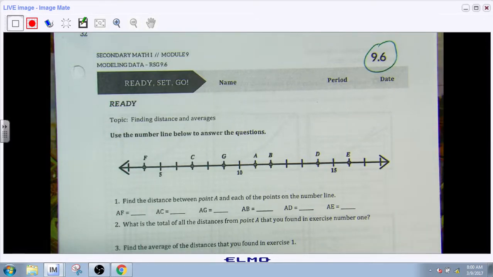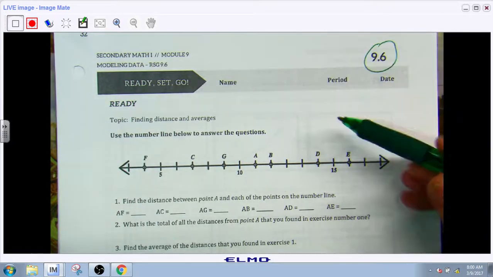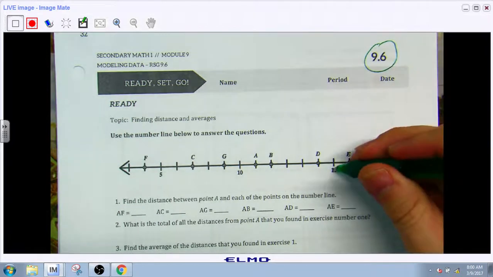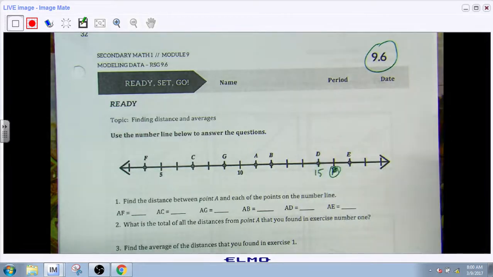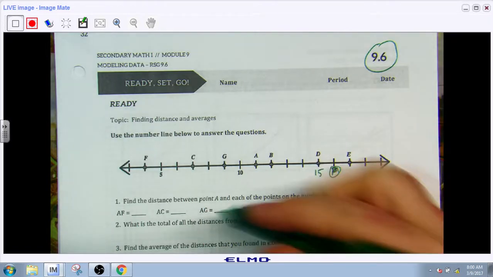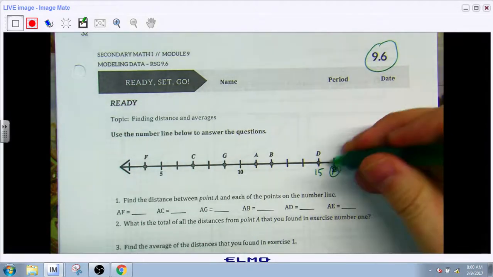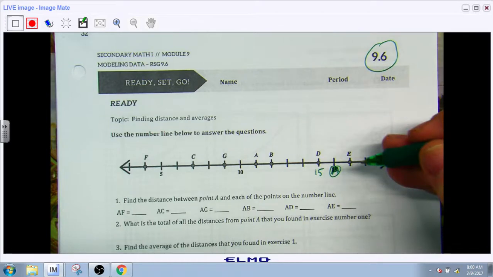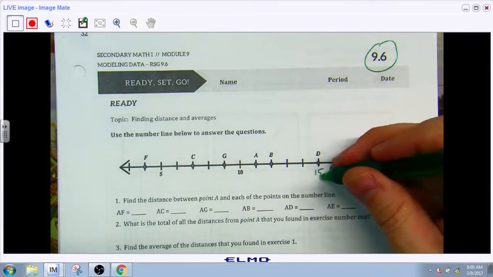What I want to start with is this number line, the finding distance and averages. It's mismarked. This 15 should actually be here. It's not that big of a deal, because the distances we're looking for are going to be the same, but it is kind of a terrible typo to have. So this is actually supposed to be 15.